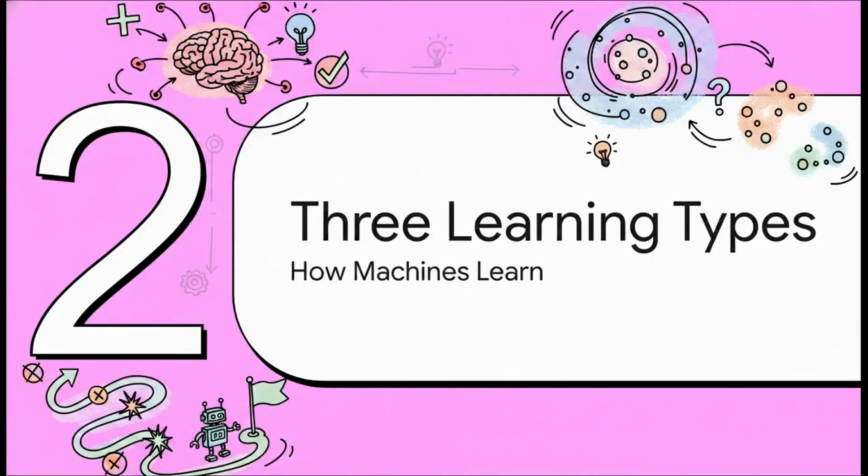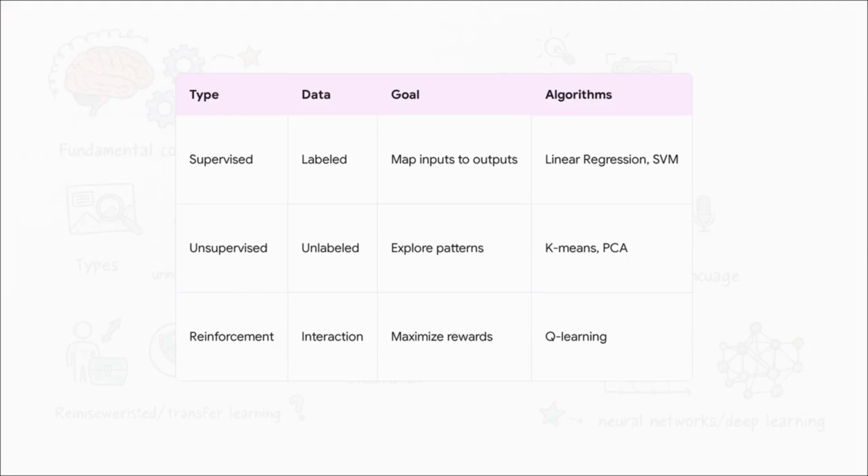So, now that we know what it is and what its features are, let's look at the how. We're going to explore the 3 primary ways these algorithms actually learn. There are 3 main pillars here: supervised, unsupervised, and reinforcement learning. And they differ in some really fundamental ways.